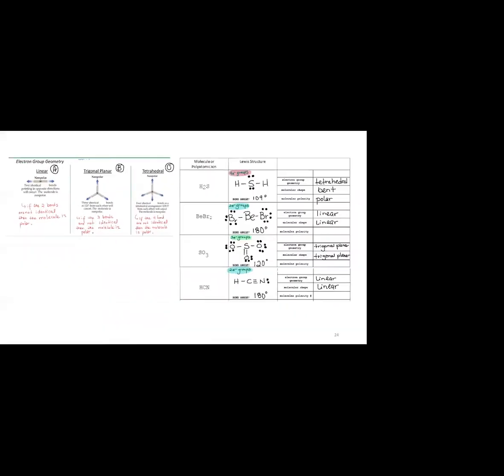Letter B. What letter, in terms of the rules, corresponds to the rules that we need to apply to BeBr2? A, B, or C? Great. Letter A, because that's the rules for linear. My electron group geometry is linear. Again, if I look through the rules for letter A, what is my molecular polarity for BeBr2?